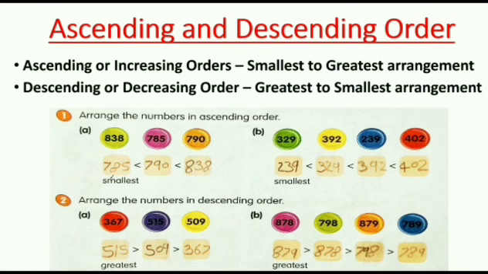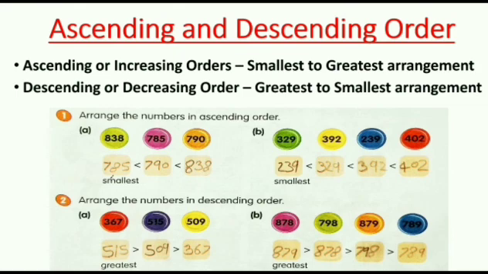838, 785, 790. First we will compare the hundreds place. On the hundreds place, first one is 800, another one is 700 and 700. So we will compare the tens place for the two numbers, 785 and 790. In tens, 790 is greatest and 785 is smallest. So we will arrange it like this: ascending, from smallest to biggest. We will write 785 first, then 790, and after that 838. So like this we will arrange ascending order for these numbers.